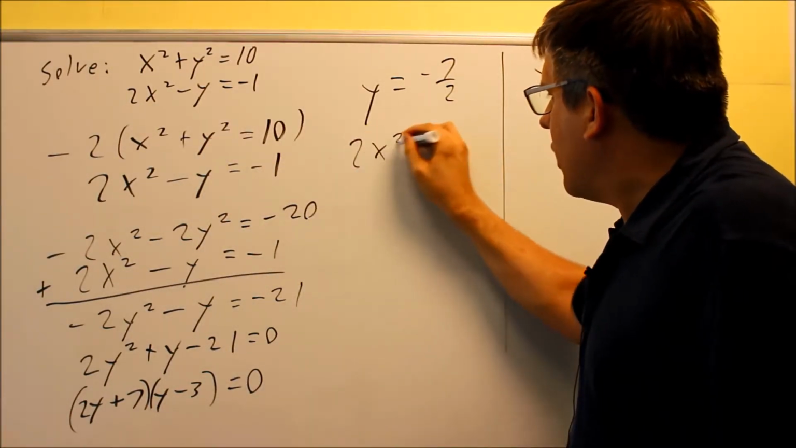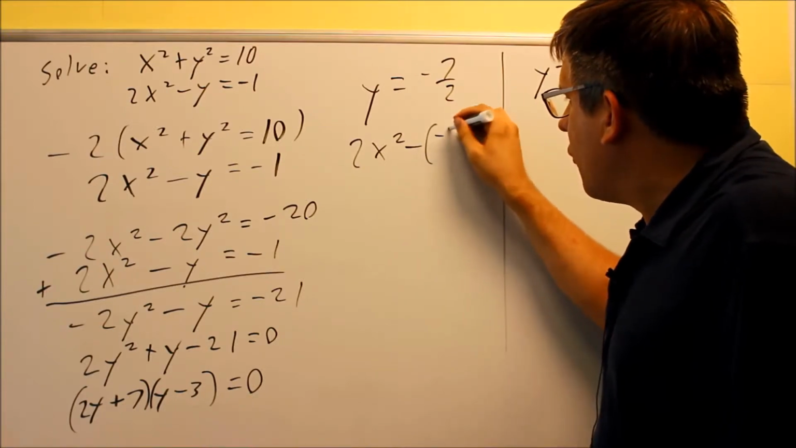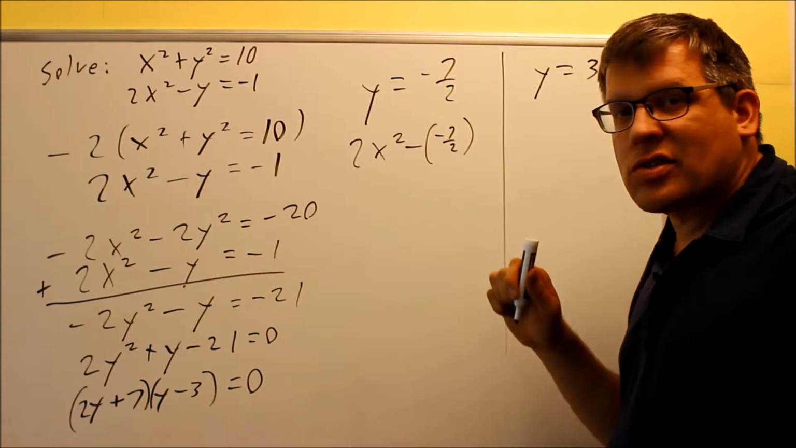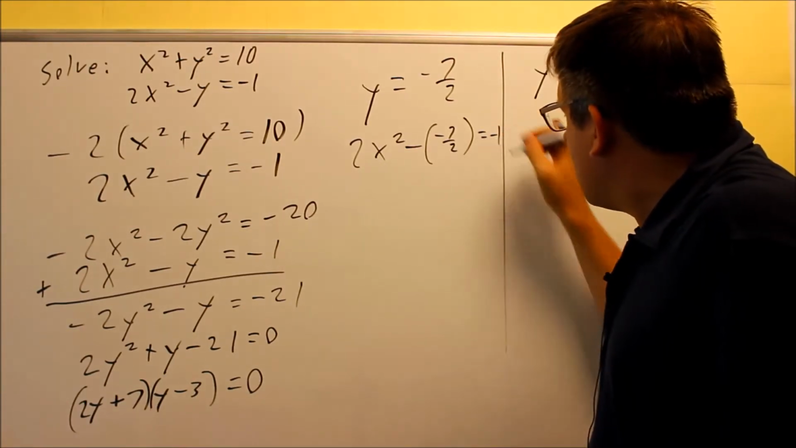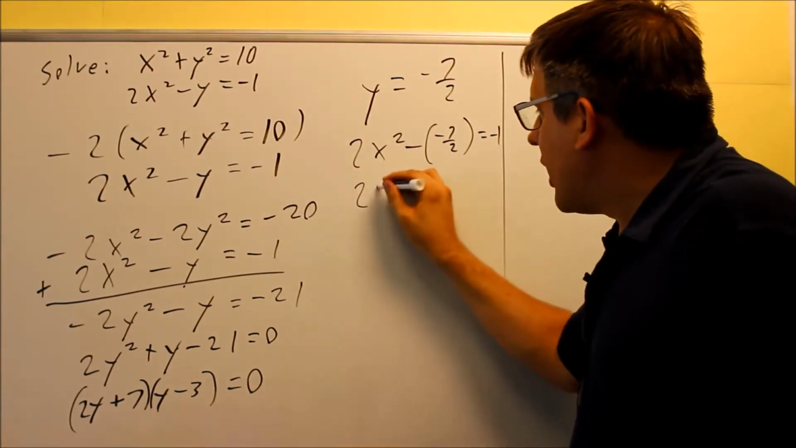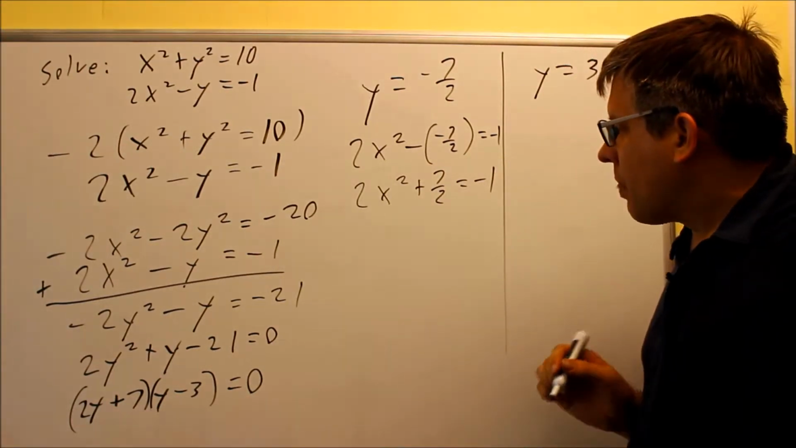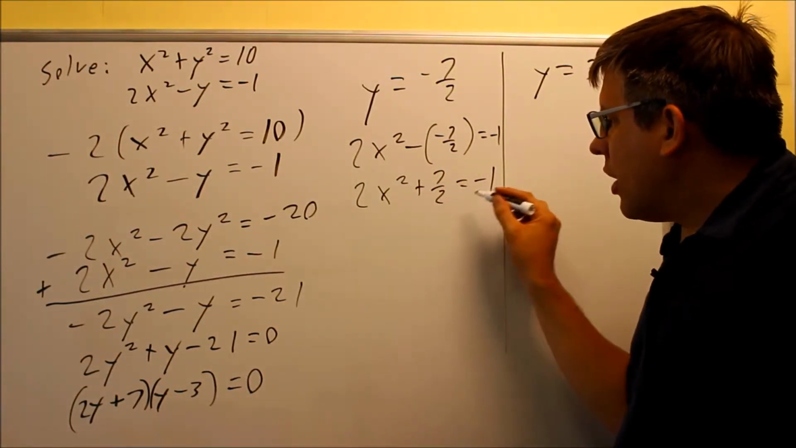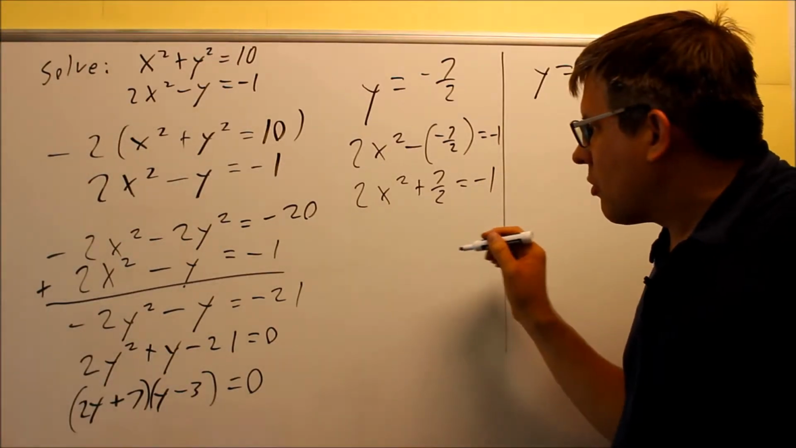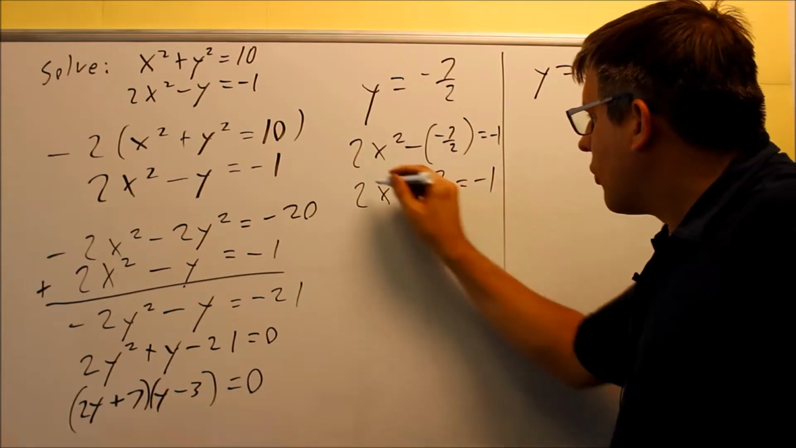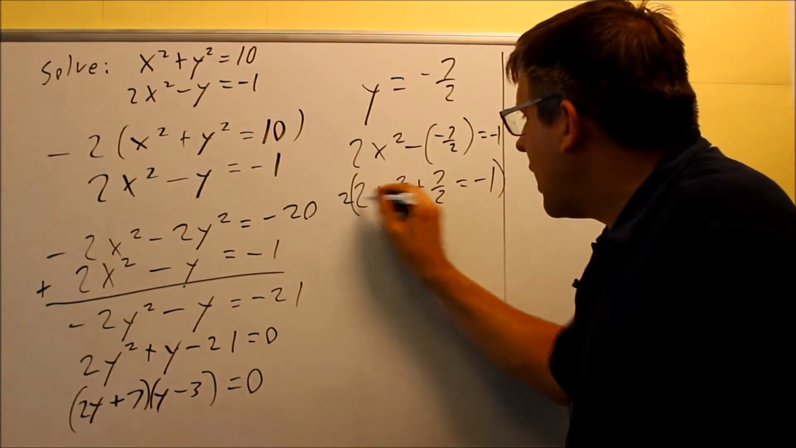I'm going to do 2x squared minus, don't forget you have a double negative there. So negative will give you plus 7 halves equals negative 1. So if I simplify it, I get 2x squared plus 7 halves equals negative 1. So I want to get rid of the fraction here to make it easier. So I'm going to take that equation right here, and I'm going to multiply this whole thing through by 2.